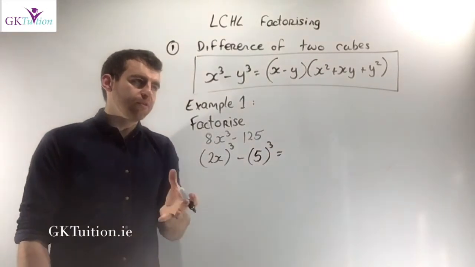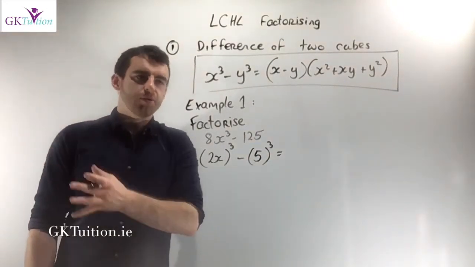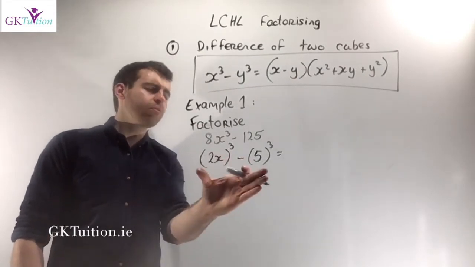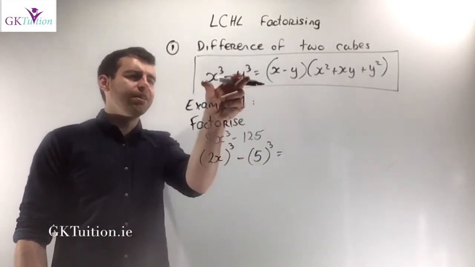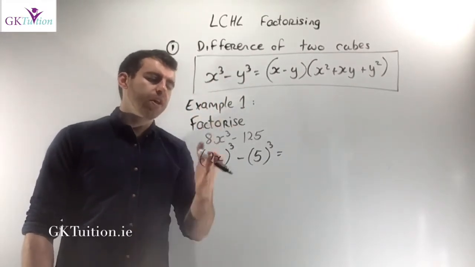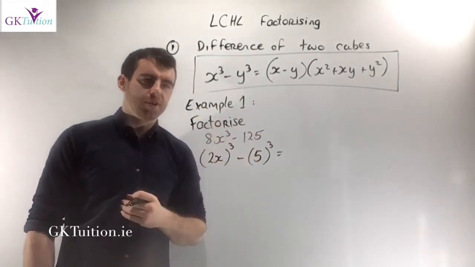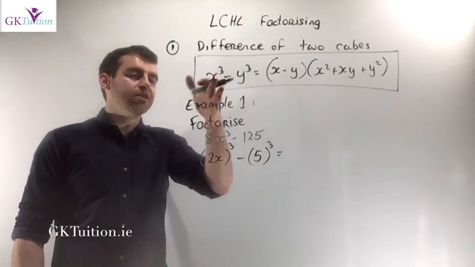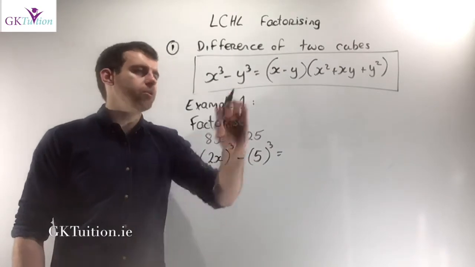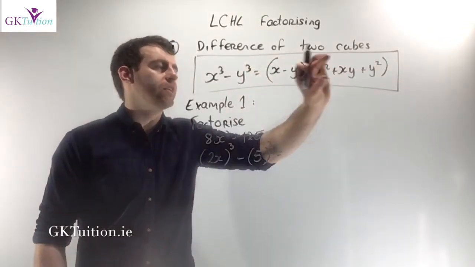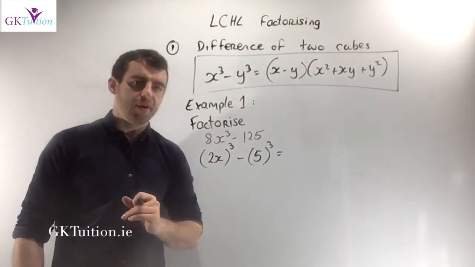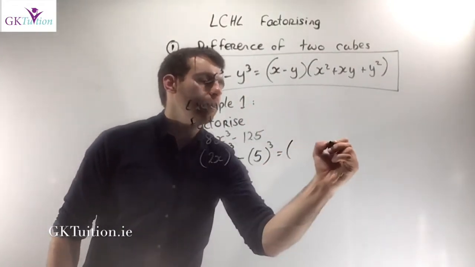I'm using the difference of two cubes rather than the sum of two cubes because there's a minus between the two terms. I've now rewritten my expression in the exact same form as this. Here this is x cubed minus y cubed. Here I have 2x to be cubed minus 5 to be cubed. So basically just instead of an x I have a 2x, instead of a y I have a 5. I'm just going to rewrite the right hand side of this equation, except instead of an x I'll put in 2x, instead of y I'm going to put in a 5. So let's just sub in and see what it looks like.